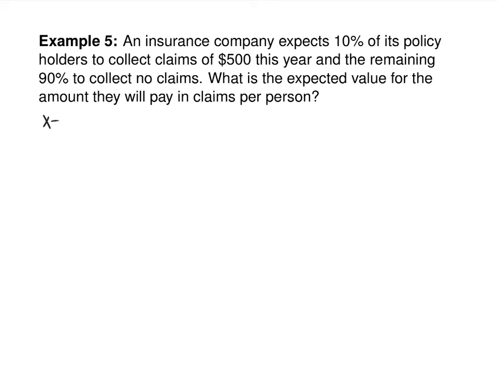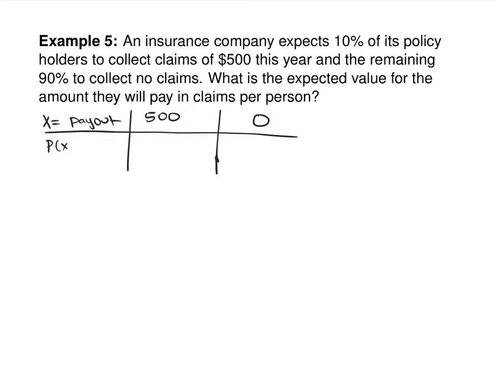So I'm going to let x equal how much they pay out. And they either pay out $500 or they pay out nothing. I do know that payouts vary, but we'll just say that this is an average of some sorts. Now the probability that they pay out $500 is 0.1, and the probability that they pay out nothing is 0.9.